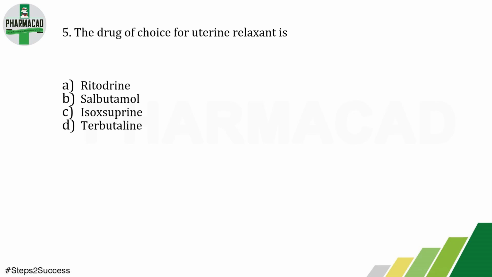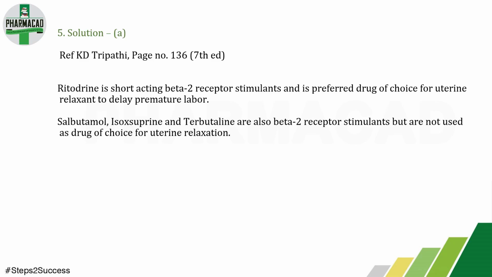Next question. The drug of choice for uterine relaxant. This is a very easy question, because there is only one example for the uterine relaxant. The options here are ritodrine, salbutamol, isoxsuprine or terbutaline. So the answer is option A, that is ritodrine. There is only one example, as I said.